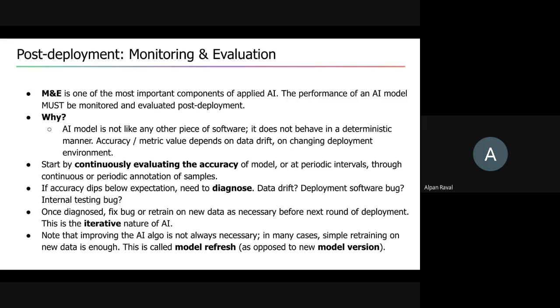In some cases, when you can't solve it by retraining on new data, then that's a signal of a concept drift, meaning the mapping from your features to your labels. There's something fundamental about the mapping that has changed. And so then you need to look at your features again. You start developing a new version of the AI, a new algorithm, right? And that takes more time. So often we distinguish between model refresh, which means you're just retraining the same algorithm with new data, versus model version, which is where you're actually using a new model or a new algorithm.